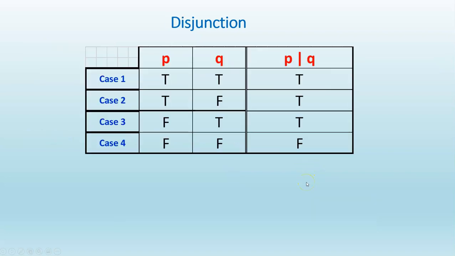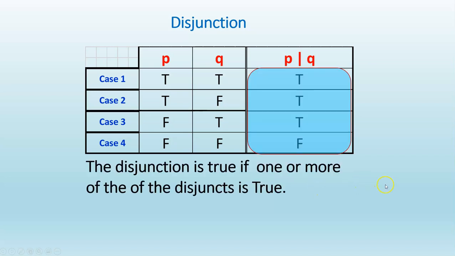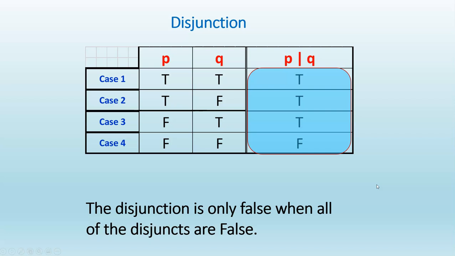Third kind of compound sentence is a disjunction. This is sometimes called an or sentence or an or statement. And by the way, this vertical bar represents an or. I'll also use the upside down caret to represent that at times. Okay. The disjunction is true if one or more of the disjuncts are true. In our case, we have only two disjuncts, but it could be any finite number n. Let's see, the disjunction is only false when all the disjuncts are false.